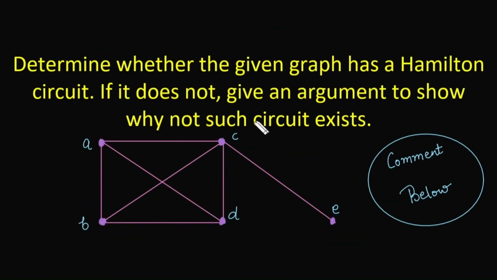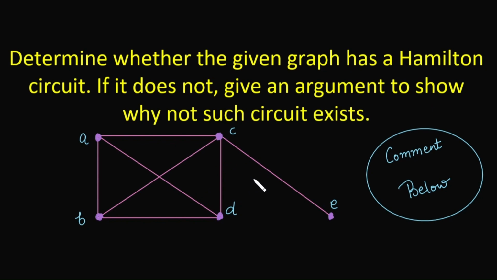Question of the day: you need to determine whether this graph has a Hamilton circuit or not. If it has, write the answer in the comment section. If it does not have, then provide a valid argument to show why this graph has no circuit.